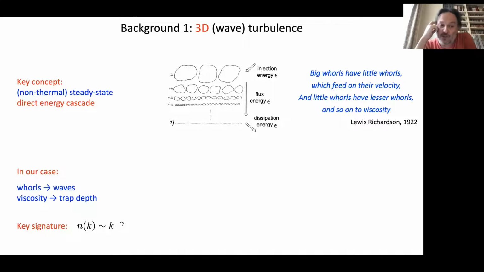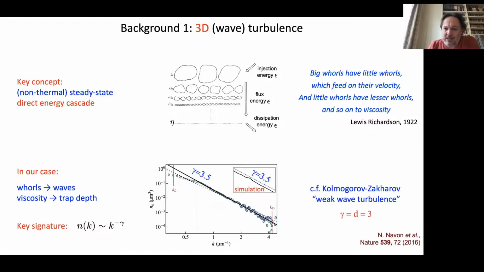And we actually look not at whirls, which are vortices, but at waves. But still, these concepts of the cascade are universal. And so the key signature of such a cascade, of all turbulent cascades, is some kind of power law distribution in momentum space. And so this is now 5 years old, in a 3D homogeneous Bose gas. We saw such a power law distribution as a signature of the cascade with an exponent of 3.5, which is close but distinct from the simple analytical Kolmogorov-Zakharov prediction for so-called wave turbulence, which is gamma equals d equals 3, where d is the dimension. And it is understood, at least qualitatively, though differences might be there, but it's not important for this talk.